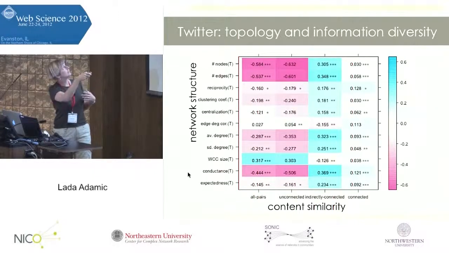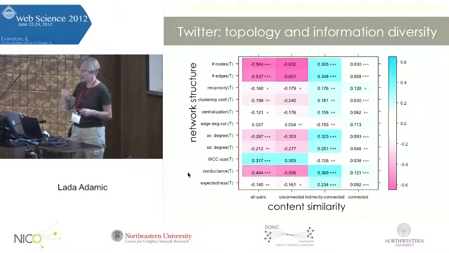Then if we look at the indirectly connected nodes, what we find is that the denser and the more interaction there is, for example, if you look at the number of edges and the average degree and the conductance as well, the more similar those tweets are, which sort of makes sense. If you're part of the same conversation, even if it's not direct, you're more likely to be saying something similar.